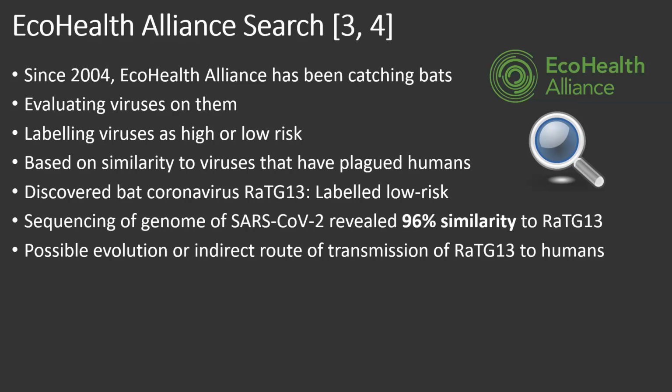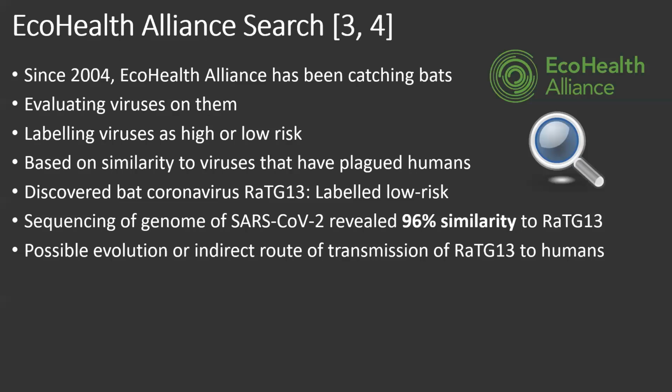So just a few years ago, there was this discovery of a bat coronavirus, RATG13, which was in accordance with the criteria for low risk because it seemed to be too distant and it just didn't appear to be a very clear and present danger for us. But when scientists sequenced the genome of SARS-CoV-2, the virus behind COVID-19, they found that 96% of it was actually identical to that bat virus at the whole genome level. So it is believed by researchers that this bat virus possibly evolved into SARS-CoV-2 that could infect humans.